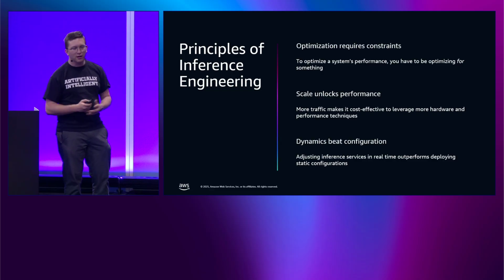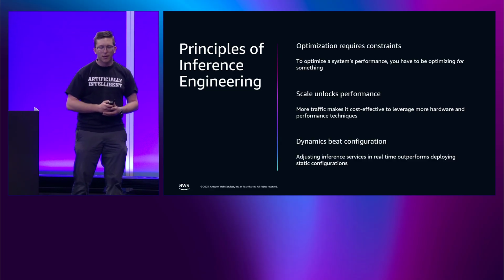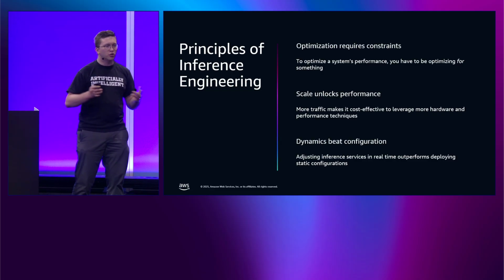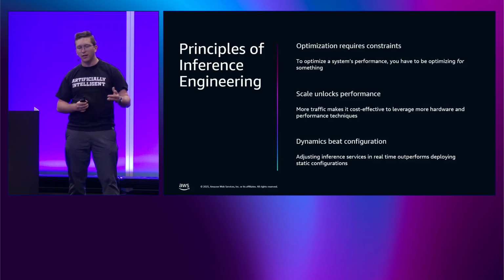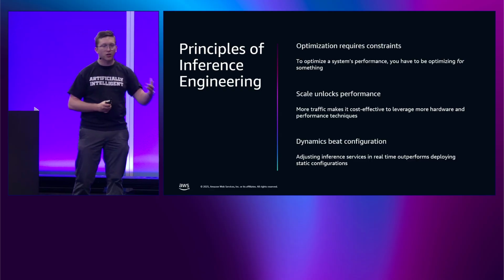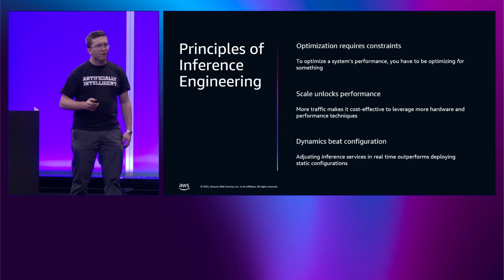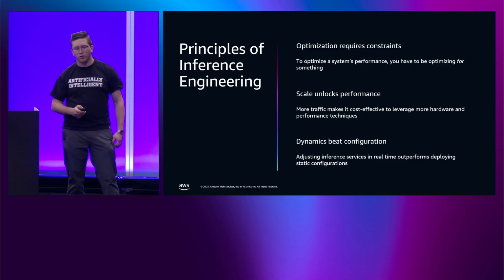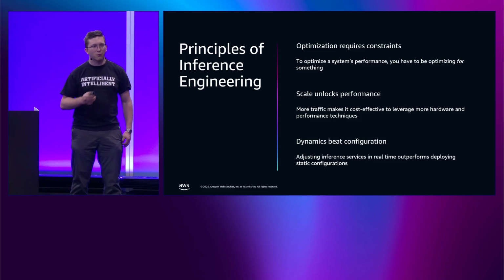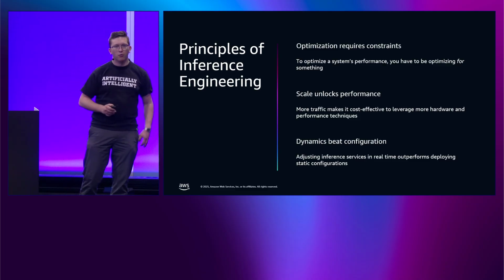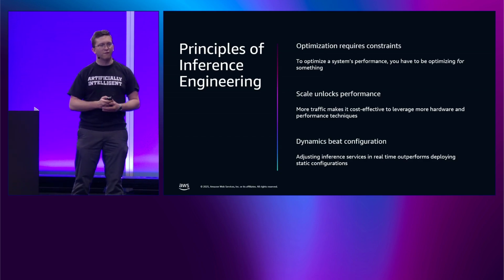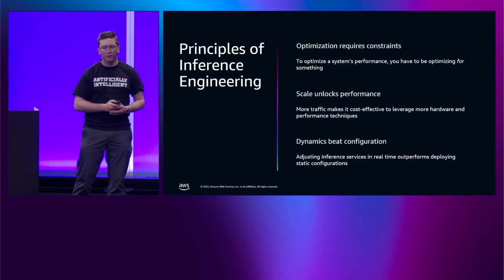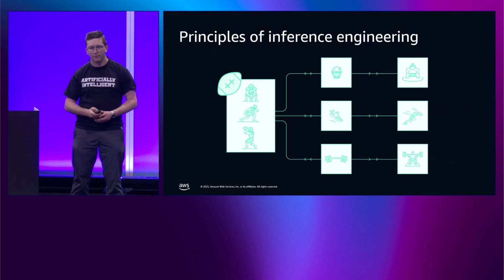The second is that scale unlocks more performance techniques. If we're going to use something like large-scale parallelism, disaggregation, or other performance techniques, we're going to need enough traffic that we can cost-effectively leverage the hardware required to actually pull this off. And finally, we're going to need to stay dynamic. We're not going to configure our system one time statically and deploy it. We want our system to be able to update itself in real time to adjust to the different traffic configuration that's coming in from our live user base.